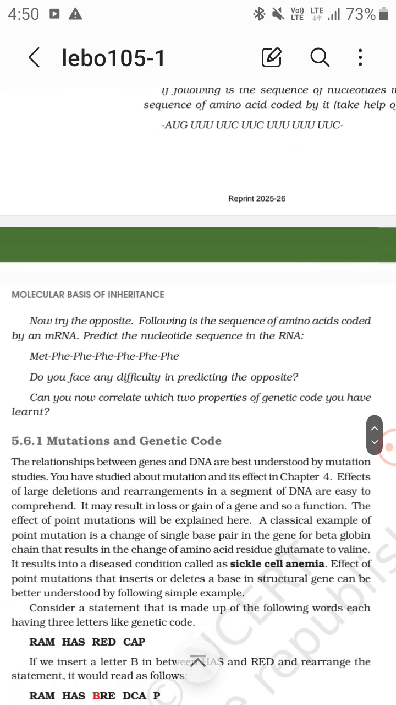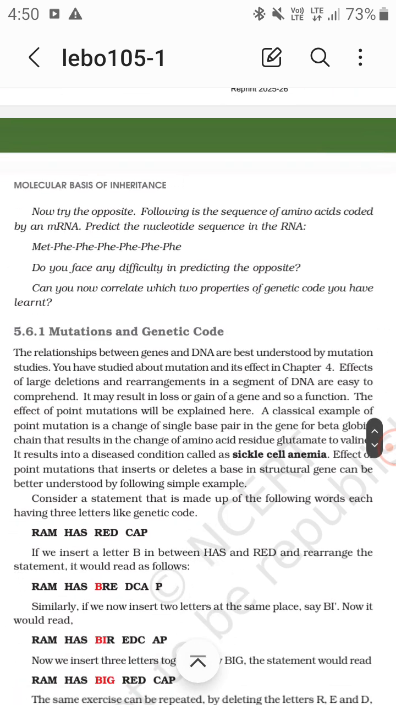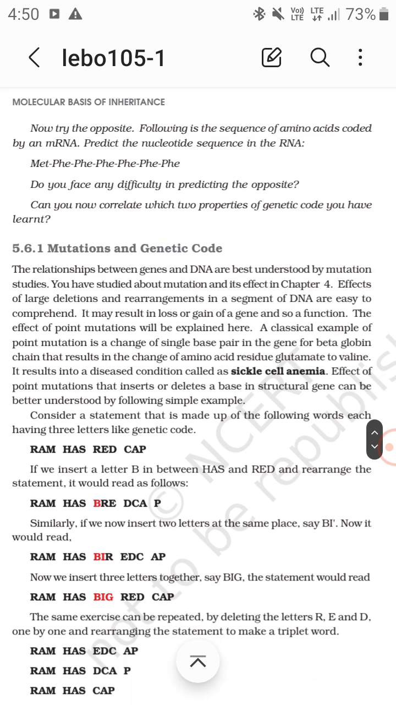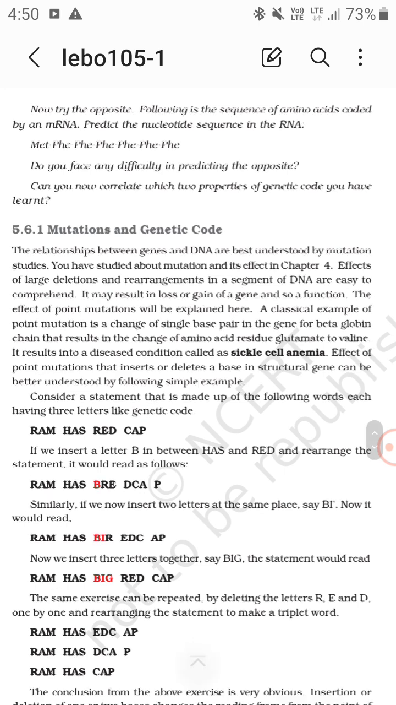Now mutations and genetic code. A classic example of point mutation is a change of a single base pair in the gene for the beta globin chain that results in the change of amino acid residue glutamate to valine, GAG to GUG. It results in a disease condition called sickle cell anemia.